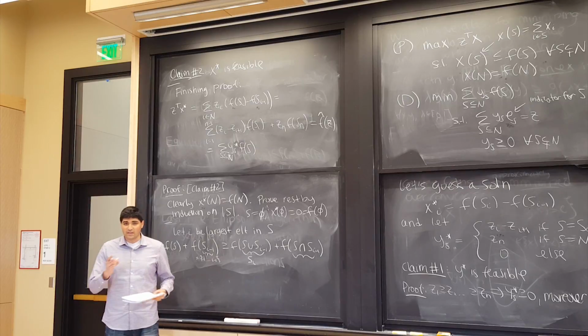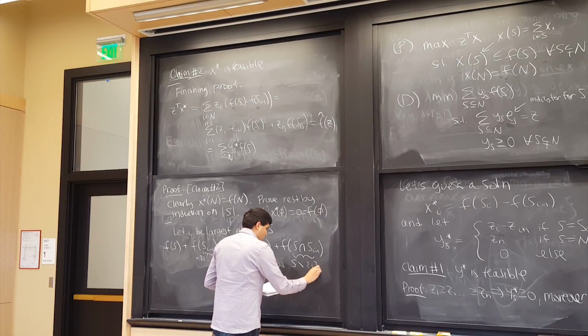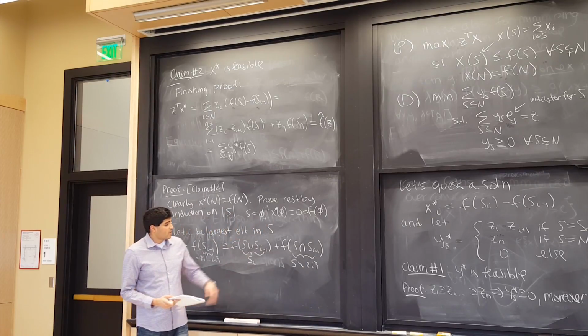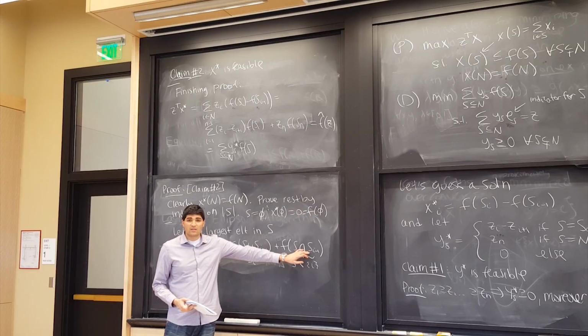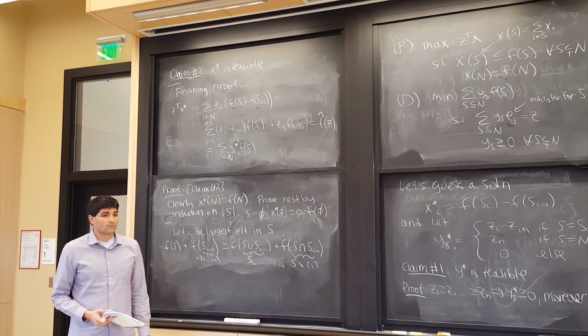S without I. Yes, it is S without I, right? Because you have to have everything in S, but the thing that this guy kills is the ith guy. Yeah? I'm confused about S. What's the difference between S and S sub I?